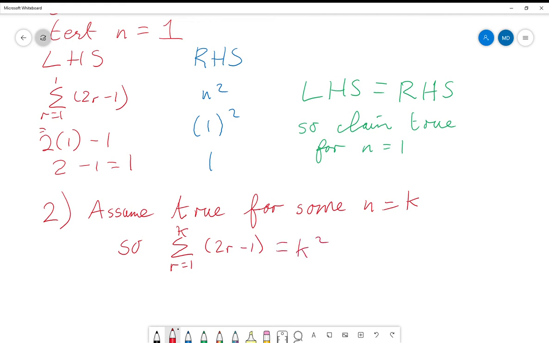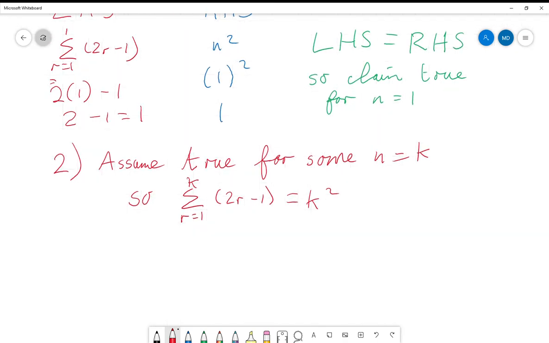So the distinction here is n is a variable. k is a specific constant that we haven't decided. So there is a subtle difference there between the n and the k, and there's a reason why we're using different letters. Now, part 3 is the work, as it were. This is where we have to actually do the proof. This is the inductive step.